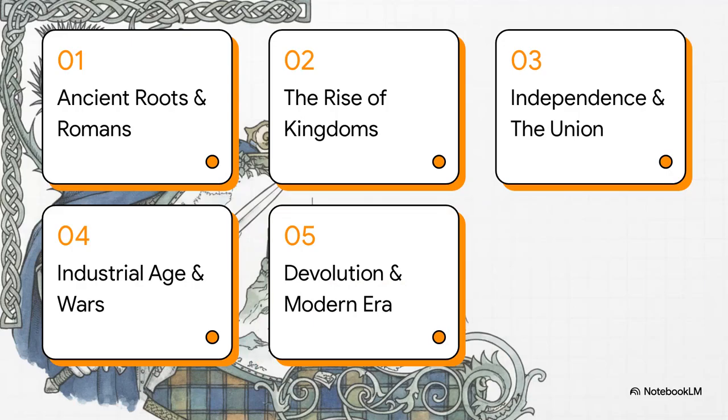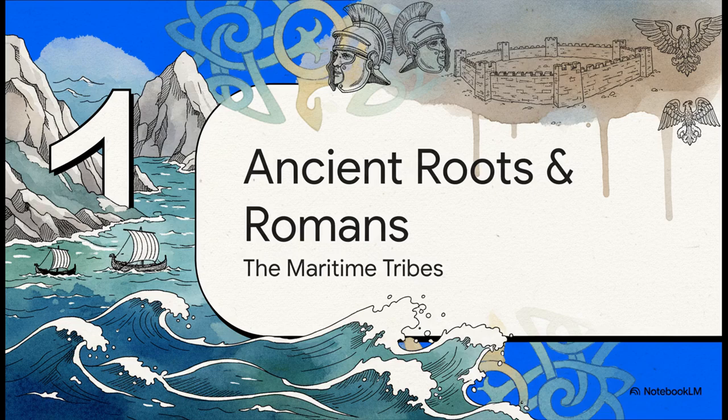Here is our roadmap for covering about 10,000 years of history. We'll logically trace this evolution through 5 distinct eras: ancient roots and Romans, the rise of kingdoms, independence and the Union, the Industrial Age and wars, and finally, devolution and modern Scotland. Part 1. Ancient Roots and Romans, the Maritime Tribes.